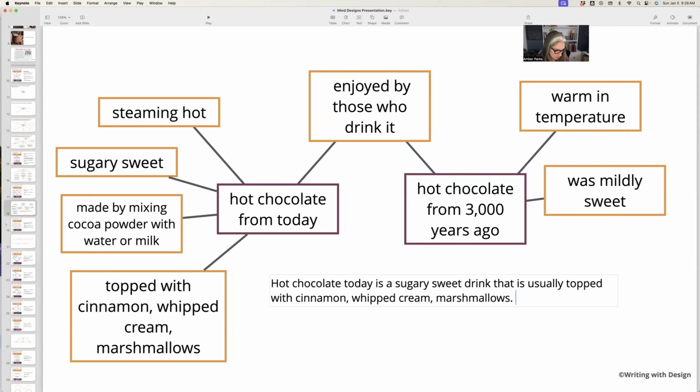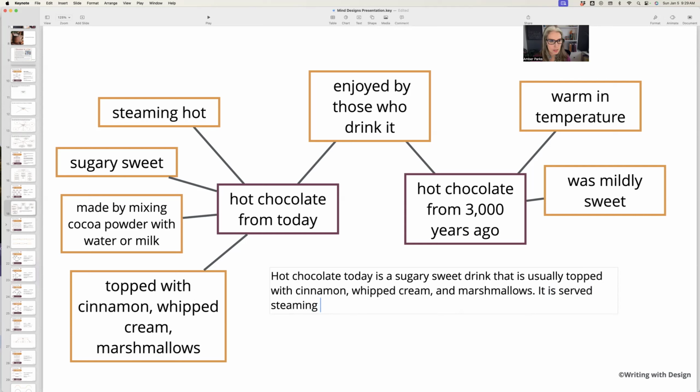I love to bring in transitional words, so I'm going to do something like... no, actually, I don't think it goes here yet. So hot chocolate today is a sugary sweet drink that is usually topped with cinnamon, whipped cream, and marshmallows. It is served steaming hot. But then I wouldn't want to say it's made by mixing cocoa powder with water or milk. I think that goes before that last one. So I'm going to say it is made by mixing cocoa powder with water or milk.